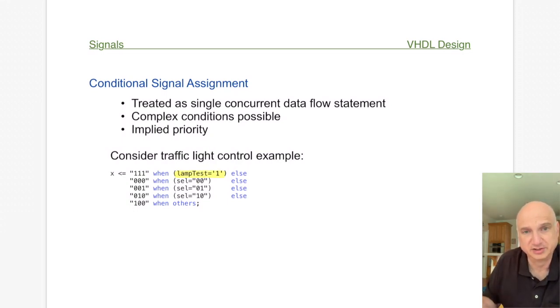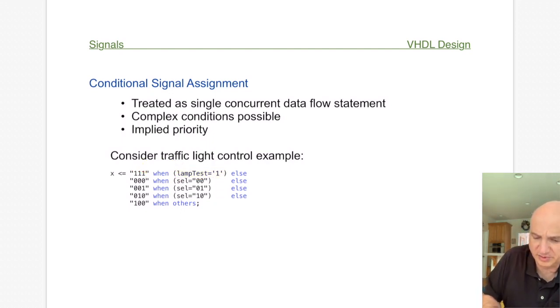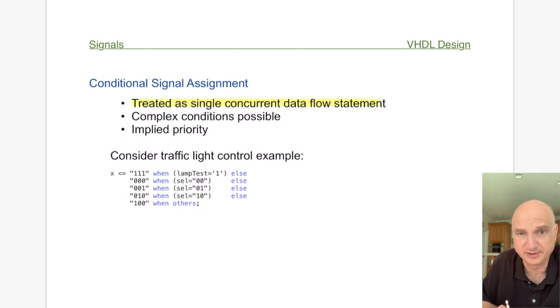So that's a condition, and if that condition is true, then this is the output that comes out, right? So if that's true, that is the output. You see how that works? And so there are conditions for all branches of the conditional signal assignment statement. Now, this is an interesting thing to look at. It still is treated as a single concurrent data flow statement inside the architecture, but it allows for some really complex conditions inside your design.